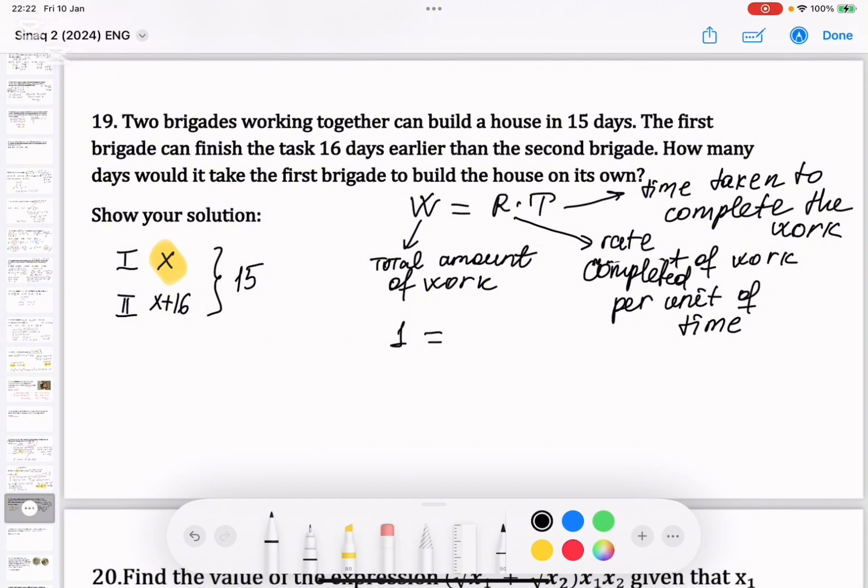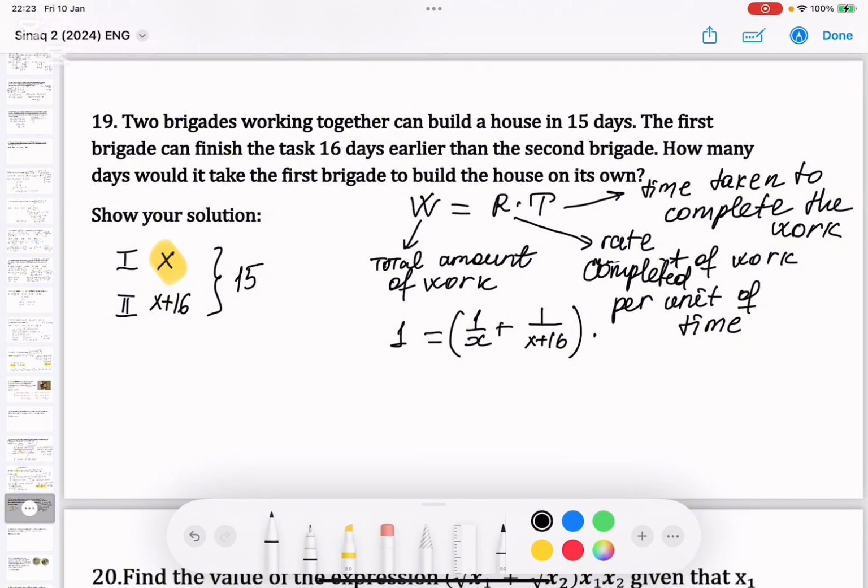All right, rate of change. We see that we have two brigades working together. If the first brigade can complete or build a house in x days, in 1 day it's going to complete 1/x part of the house. If the second brigade can build this house in x plus 16 days, then if they work together, their rates are being added, so that's completely normal. So they're going to work faster together.